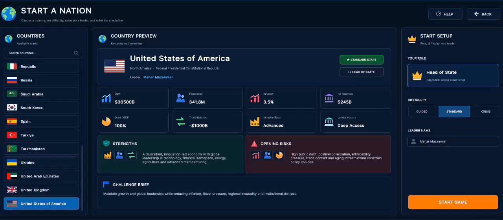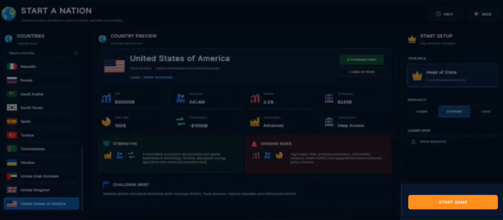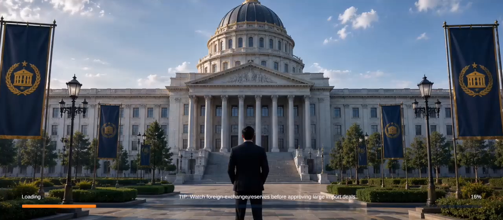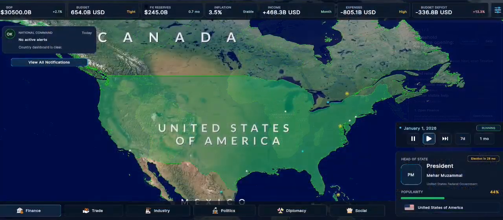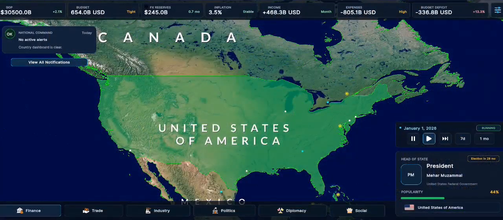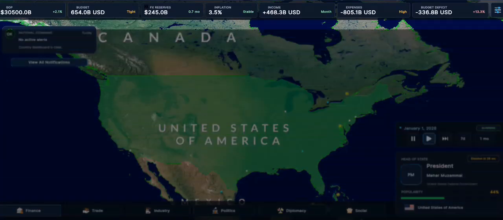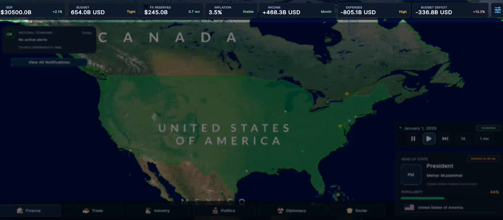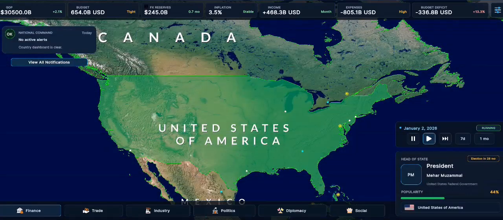You are not inheriting a perfect nation. You are inheriting its problems and the power to shape its future. Welcome to PolityForge, a political and economic simulation where every ministry is connected. Monitor GDP, inflation, foreign exchange reserves, the national budget, public approval, and international relations as time moves forward.